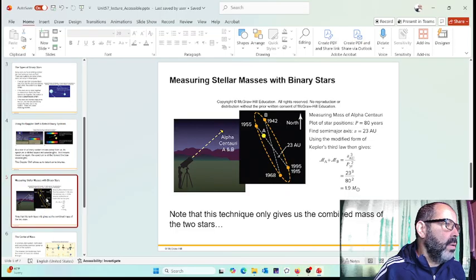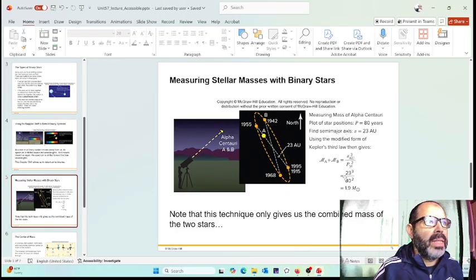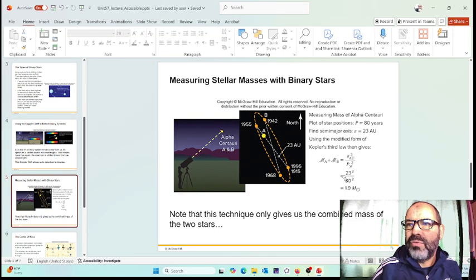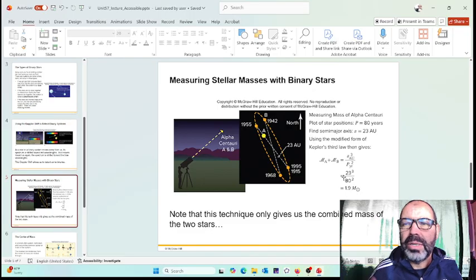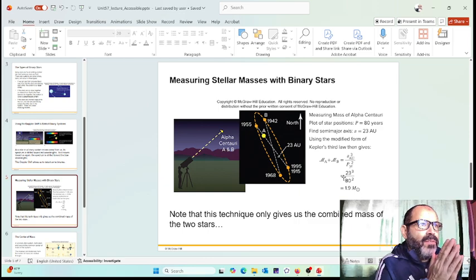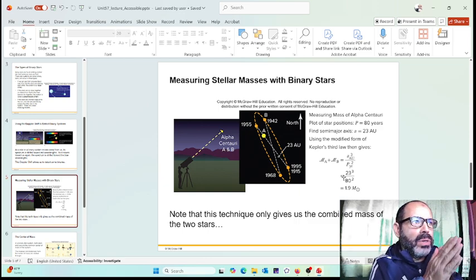So imagine we're looking at the Alpha Centauri system, which is made up of two stars, basically, three stars. The one that is Proxima is kind of far from the other two. So you have Alpha Centauri A and Alpha Centauri B.